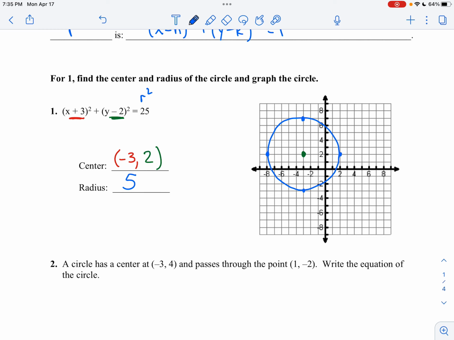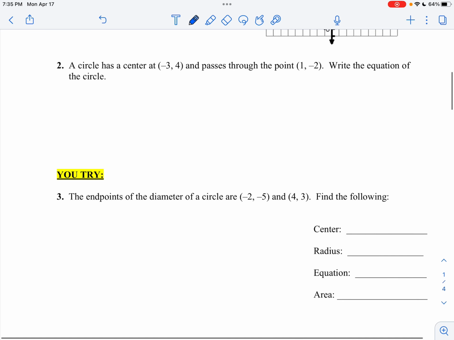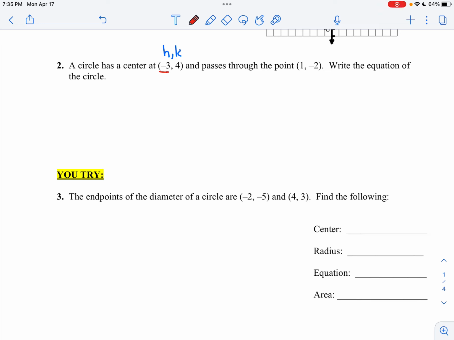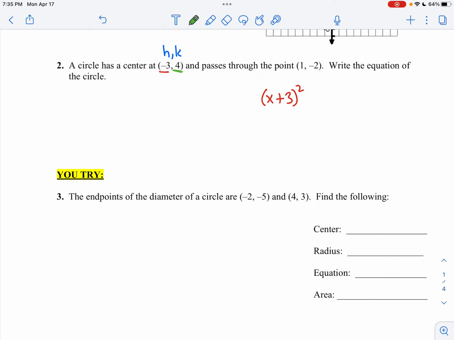Let's take a look at problem number 2. This time we know the center of the circle, so automatically we know h and k, and we know a point on the circle. What we don't know is the radius. So we can get started with the information that we do know. With this minus 3, we know our final answer will have (x plus 3) squared. With this positive 4, we will have (y minus 4) squared. And so we need a way to find the radius.